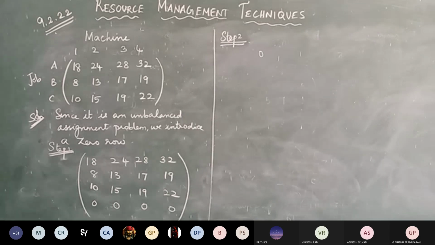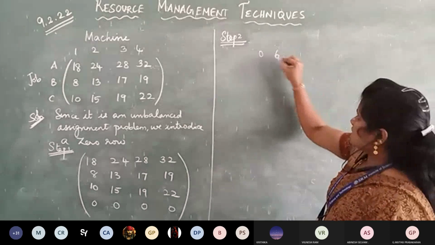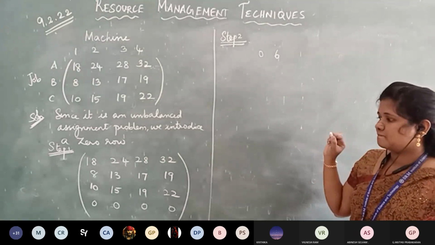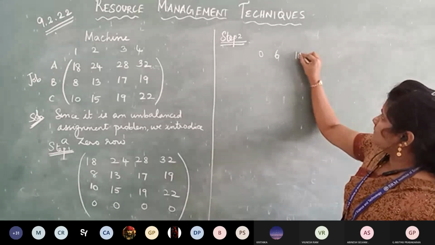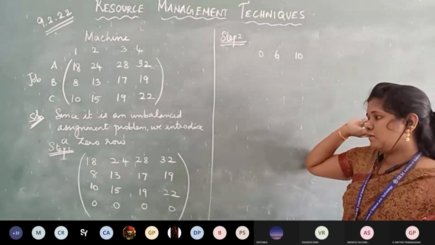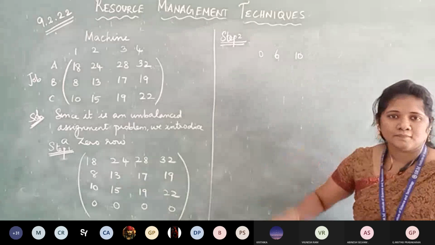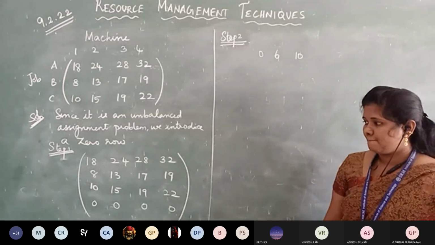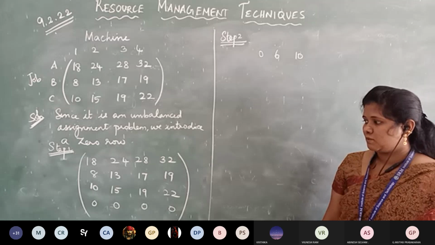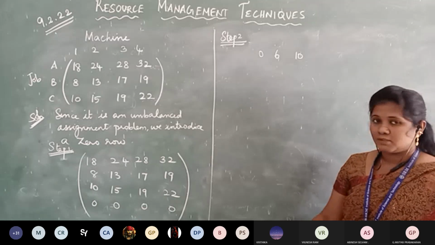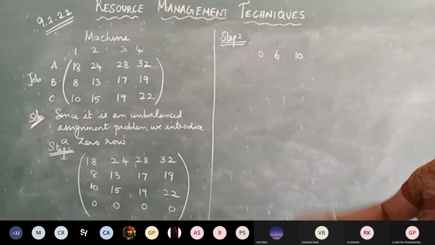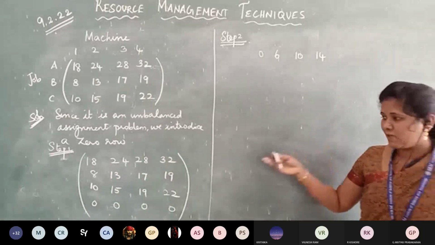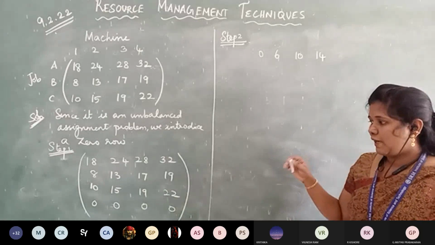6. Then 28 minus 18, 10. Correct? 32 minus 18, 14. Very good. Okay, with the least value, again go on to your second row.